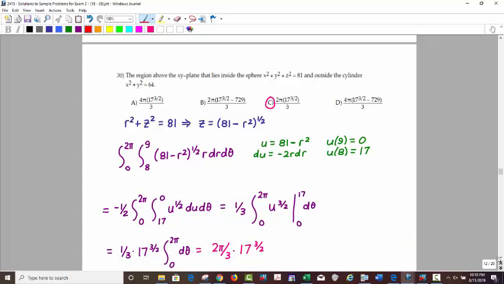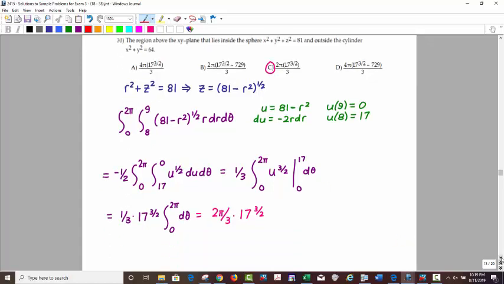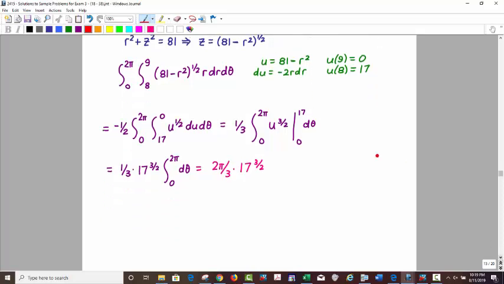Okay, so the rest of this is pretty much all the same here. I changed the limits of integration. I flipped them over again to kill the negative. There's the 1/3 again. So this one you end up with 2 pi over 3 times 17 to the 3/2. So the only change in that problem was the limits of integration for the r.